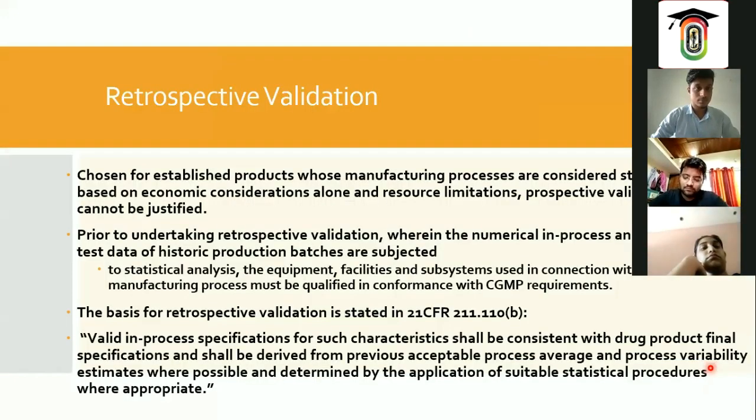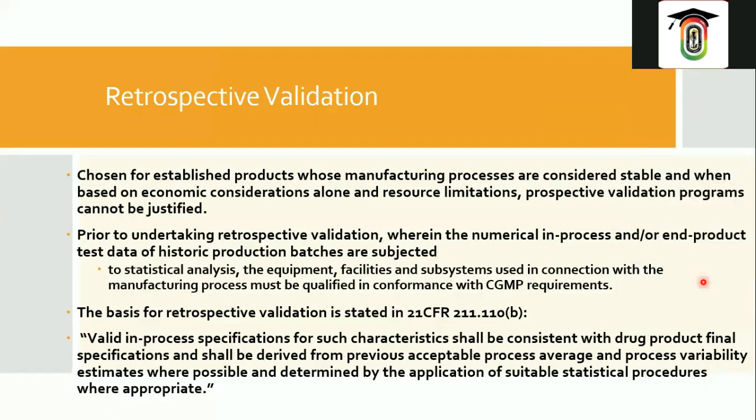Now the next one is retrospective validation. As we all know, retrospective is associated with the finished product. Okay. And again, as I said, as this finished product is concerned, here again we have to select some data. We have to select some established product from the process.